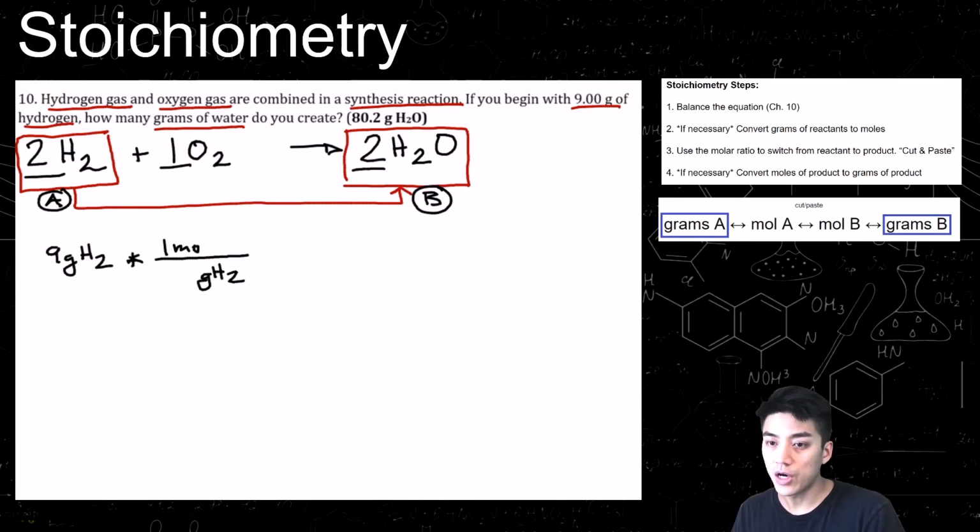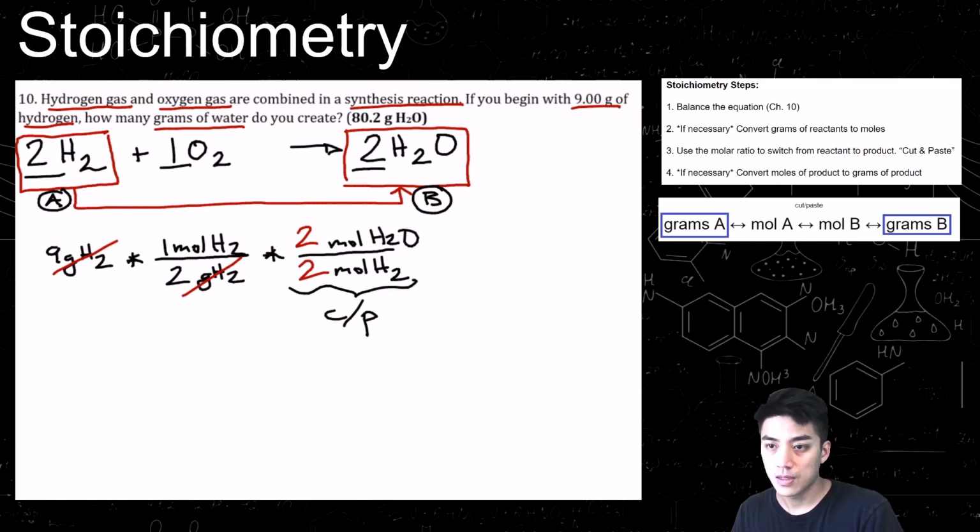We want grams on the bottom, and we want moles of hydrogen on top. 1 mole of hydrogen weighs 2 grams, so the grams will cancel. Continue onwards to step 3, where it says use the molar ratio. Remember, this is the cut and paste step, so we want moles of H2O on top this time around. And when you cut and paste, it's just a 2-to-2 ratio, because that's what it says in the balanced equation. You're literally just using the coefficients that you see in the balanced equation for that step.